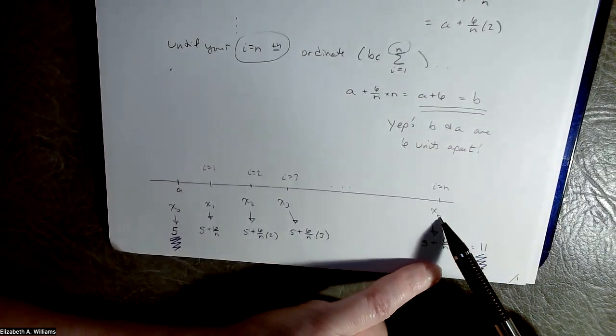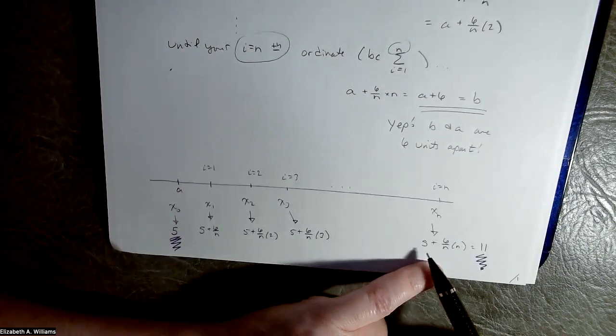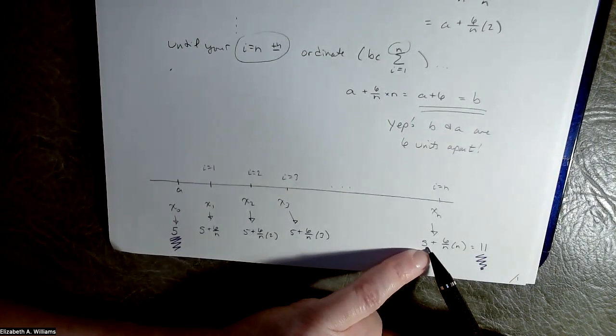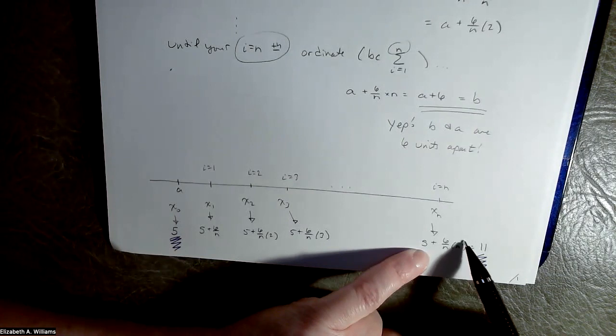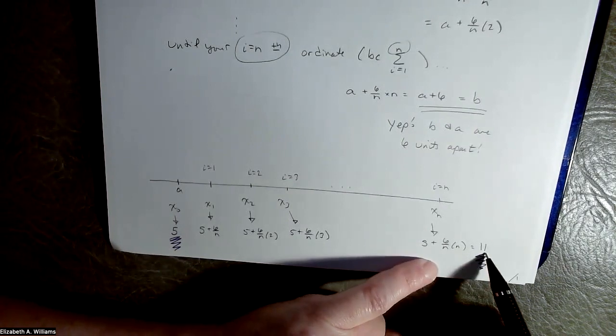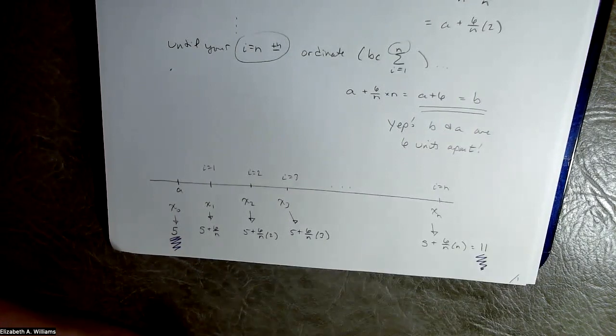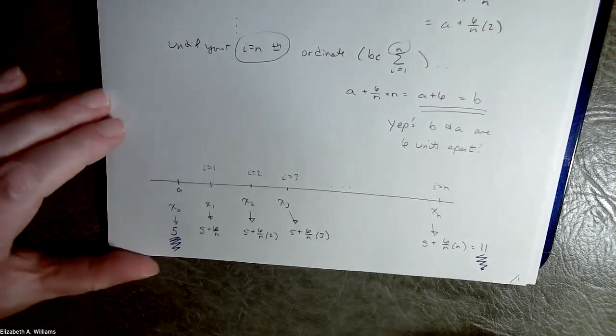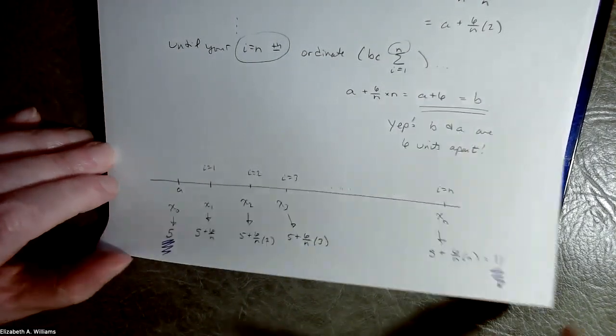Your nth ordinate, because i counts up to n. You've added on n little bits from 5. So that's the number of fence panels. And 6 plus 5, 11. I think that's really nice. Once you see what the heck the algebra is doing, I think it's very pretty.